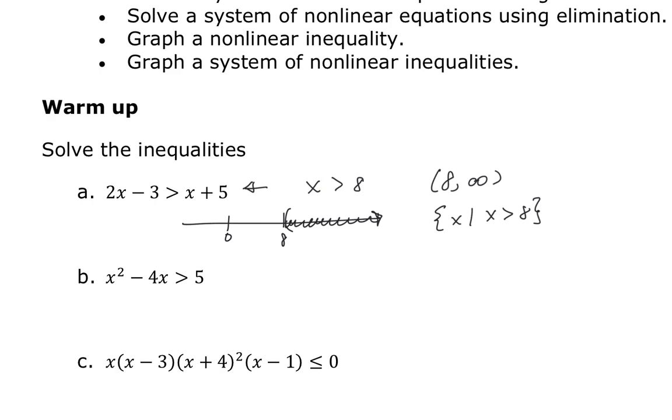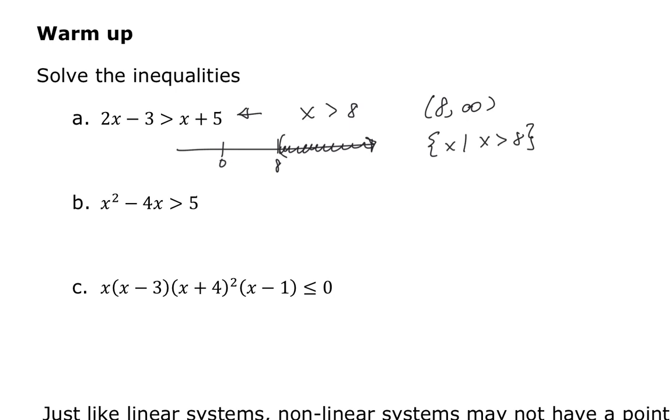Now, if I look at b, the difference between a and b is that now we have a squared. Since it's squared, I need to bring everything to one side and have 0 on the other side of the inequality. So I have x squared minus 4x minus 5 is greater than 0, which factors as x minus 5 times x plus 1 is greater than 0.